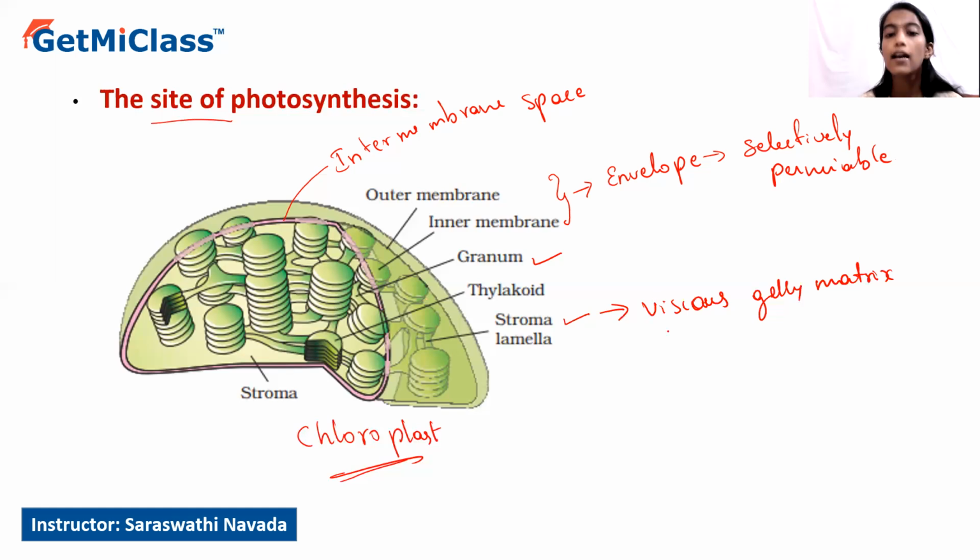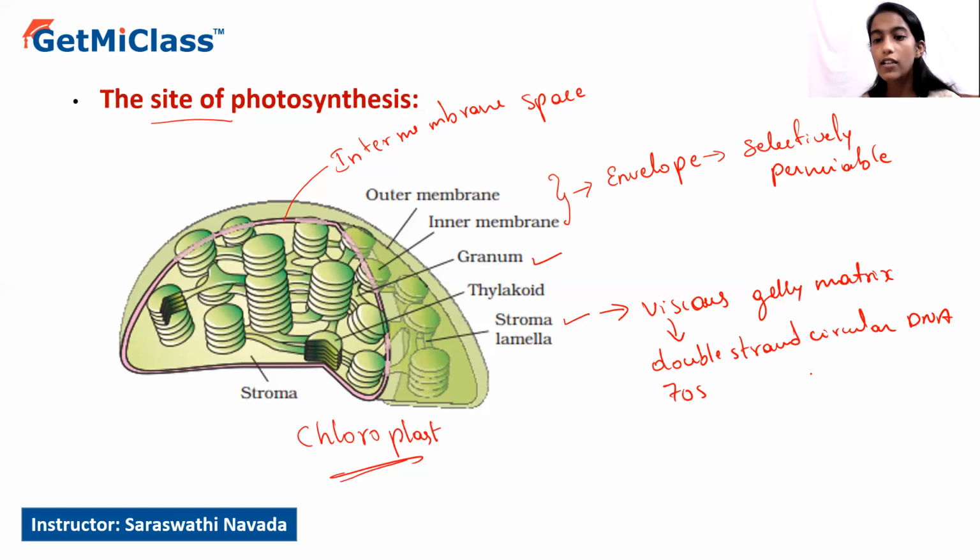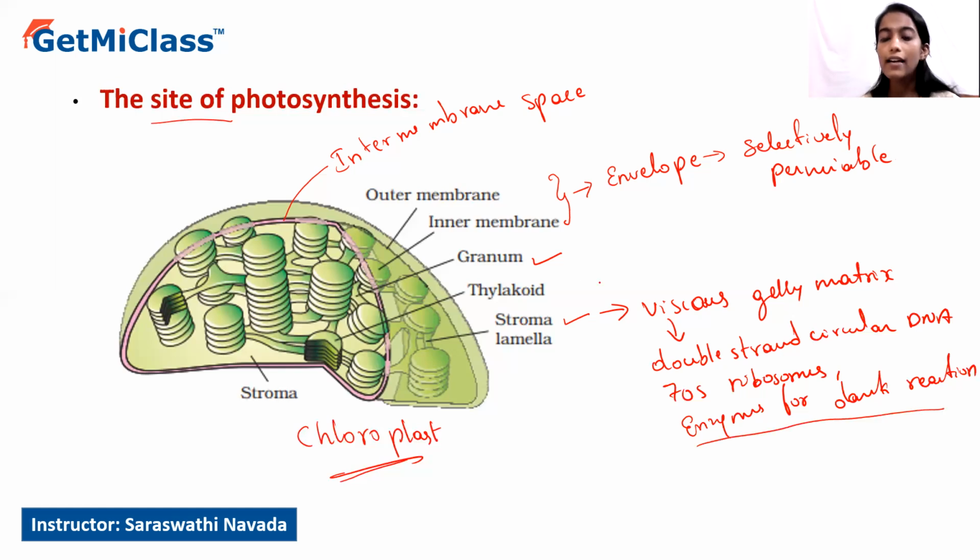And this stroma contains a double-stranded circular DNA. It also contains 70S type of ribosomes, and it contains enzymes for the dark reaction. So these are the components of the stroma. And as the enzymes for the dark reaction of photosynthesis are present in the stroma, the stroma is considered the site of the dark reaction of photosynthesis.